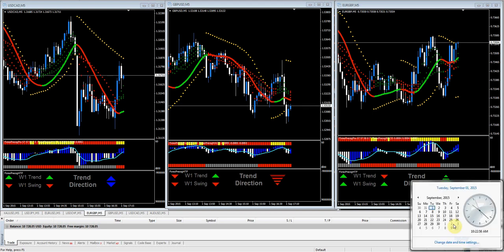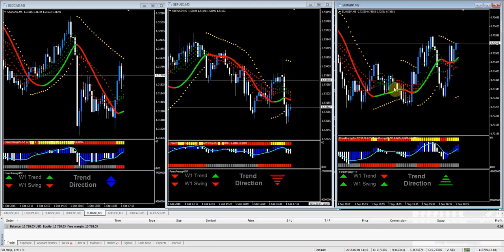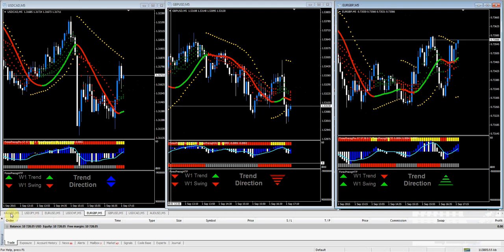Hey folks, today is September the 1st. It's currently 10:22 in the morning. As you guys can see here, I have my Forex Precog indicators finally set up on my charts on several different currency pairs. We'll go through that real quick.